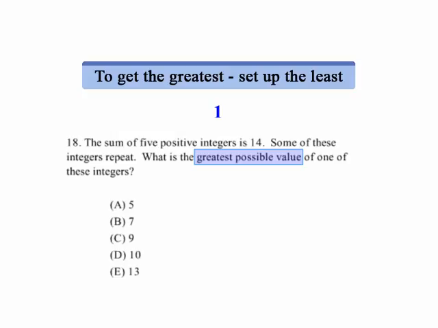Well, in this case, if we've got 5 positive numbers and they add up to 14, if we make 4 of them 1s, that'll give us 4. We subtract the 4 from 14. The greatest one of the integers could possibly be is 10.